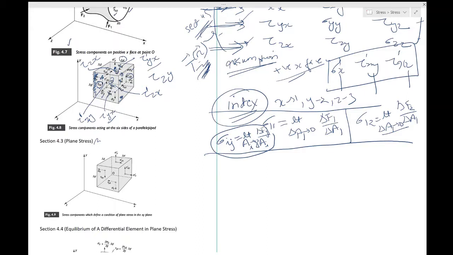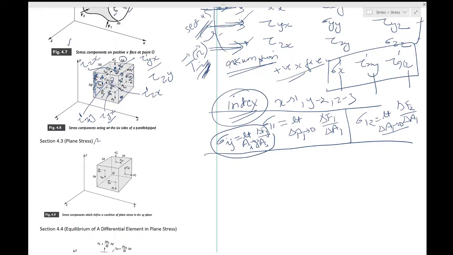How many in total? Well, a lot. Nine are there of the unprimed and nine of the primed, so you have a total of 18, and all those 18 have been reduced to only 2, which is sigma x and sigma x dash, nothing else. And because of equilibrium, sigma x and sigma x dash have to be the same.